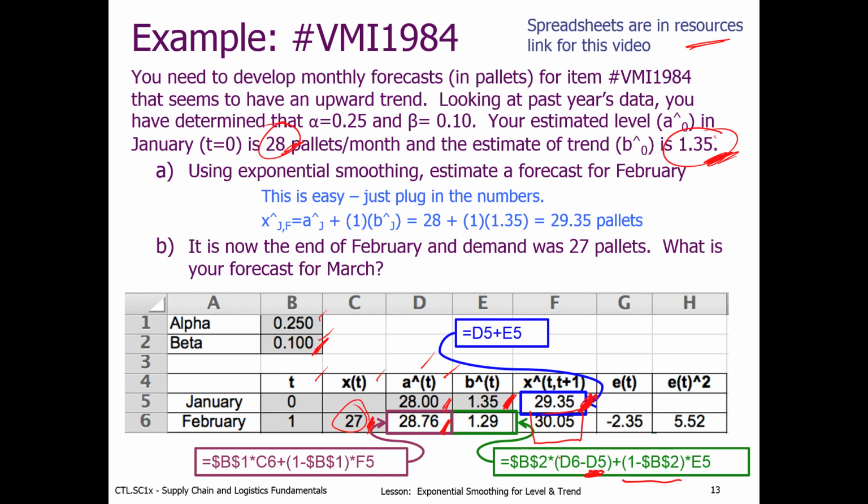So again, it's very mechanical. You take the new information, multiply it by the alpha or the beta, add in the old information, multiply that by 1 minus the alpha or 1 minus the beta, add the estimate for the level and the trend, and that's your forecast.